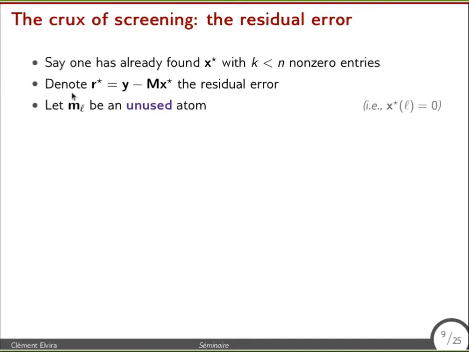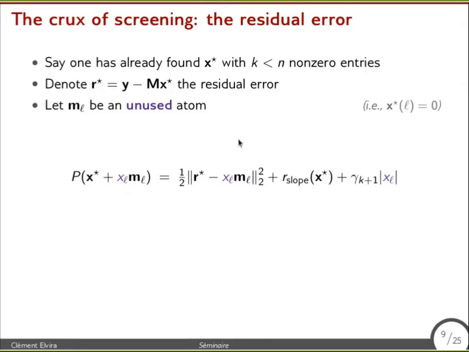Okay. So let us denote R star the corresponding residual at optimality. And let us study if we can further decrease the cost function by activating some zero entry in X star. So I take an entry, the l-th one, and I want to activate it and see if I can decrease the residual, I can decrease the cost function I want to minimize. So if I can, I can further decrease P.